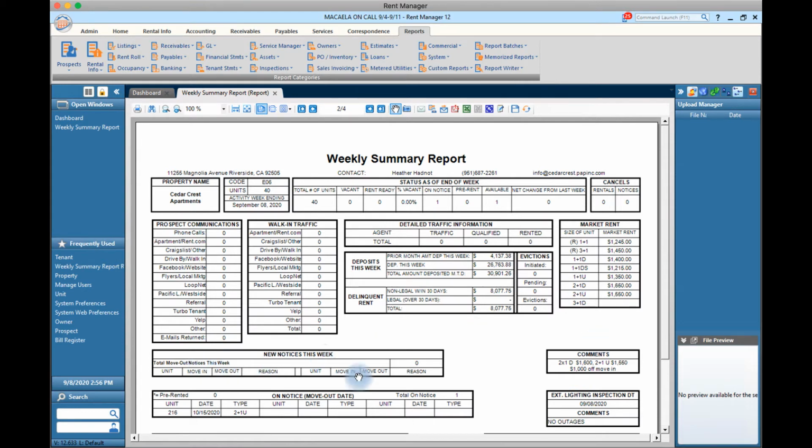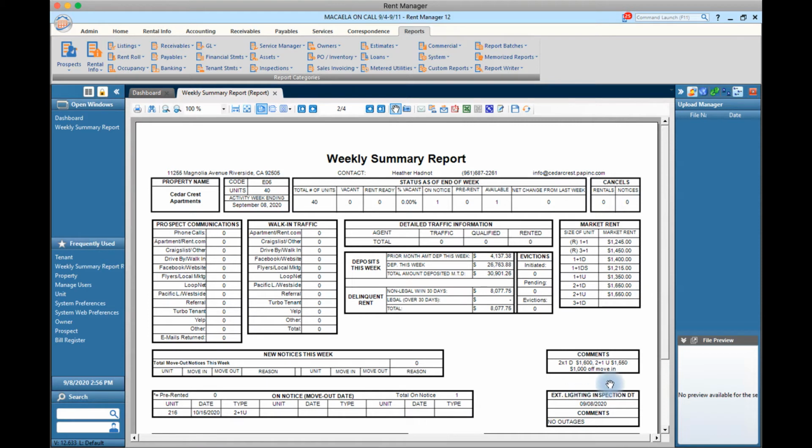Down here, new notices will be displayed right here. So the unit, the move in, move out, and the reason why they're leaving right here. Just general units that are on notice, so they aren't new this week, but they have been on notice for a while, will be displayed right here.